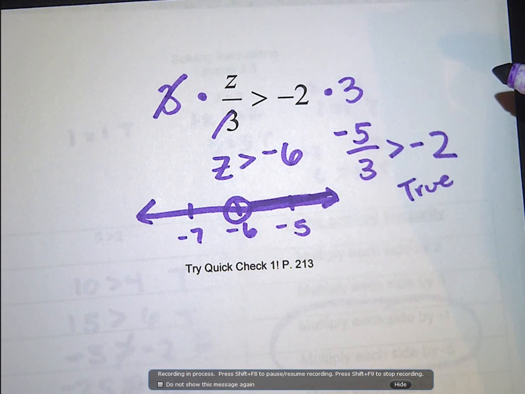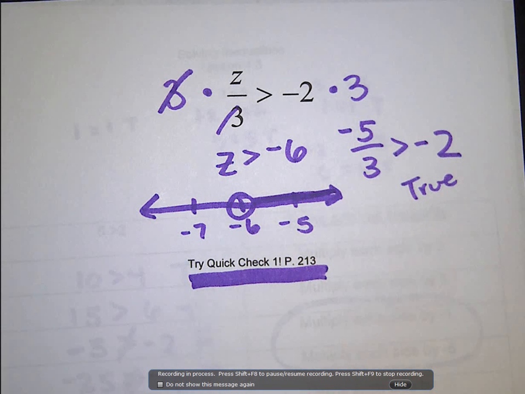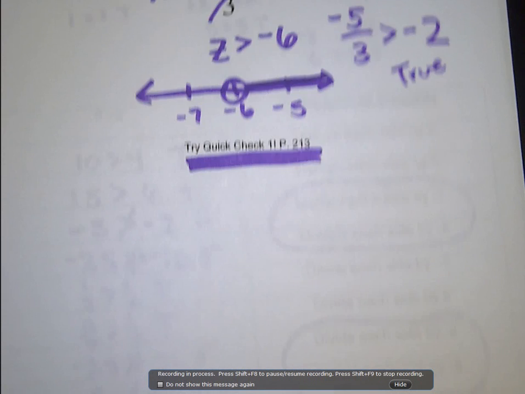So now go ahead and try the problems. I think there's 3 of them on page 213. Yeah, A, B, and C. Go ahead and try each of those, pause it, and come back and hit play when you're ready. Okay, let's go ahead and check these.